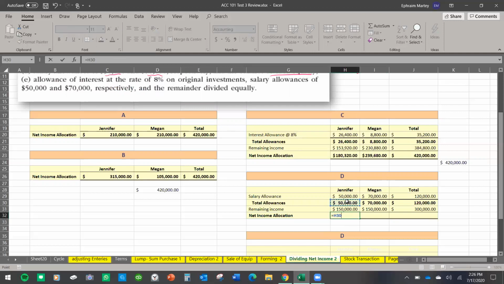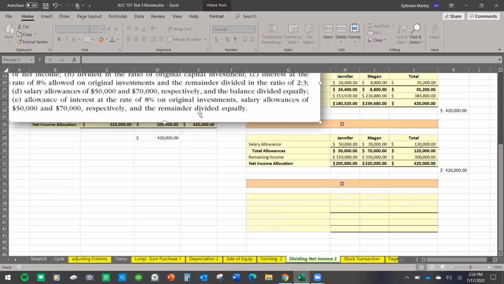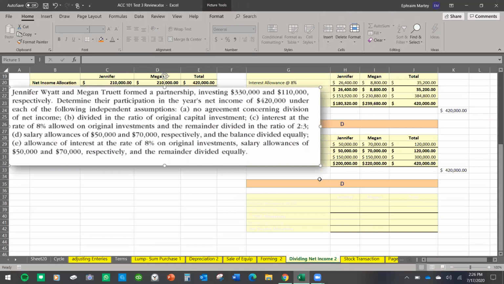Okay, so now we are going to add their total allowance that they got. So Megan had total allowance, salary allowance plus the remaining. Okay, 200,000, 200,000, and this one should be 420,000. You can double check by adding this plus that, that gives 420,000. So once you build in the formula, you can just copy and or drag. Okay. Now we have the fifth scenario.